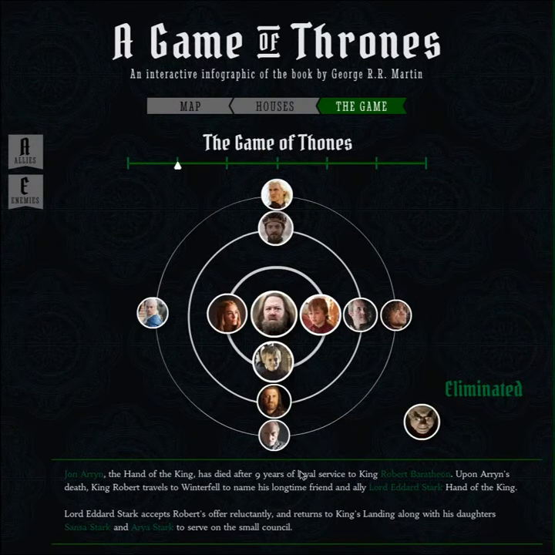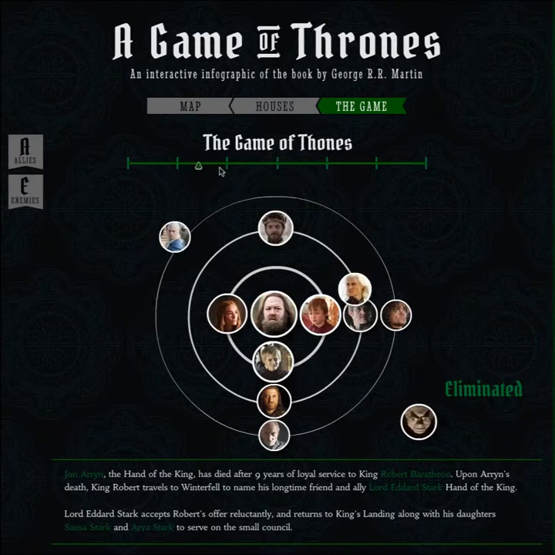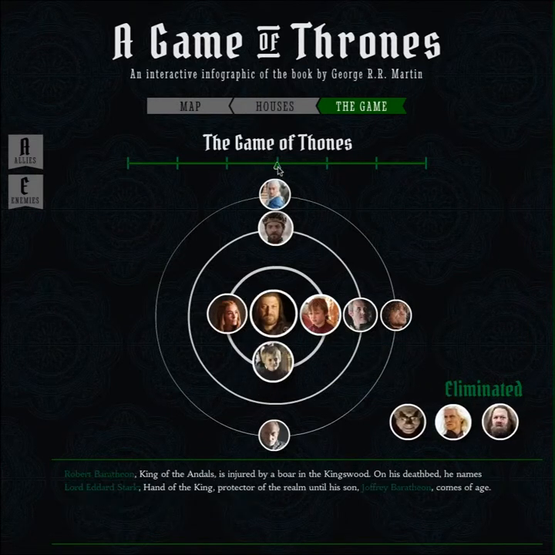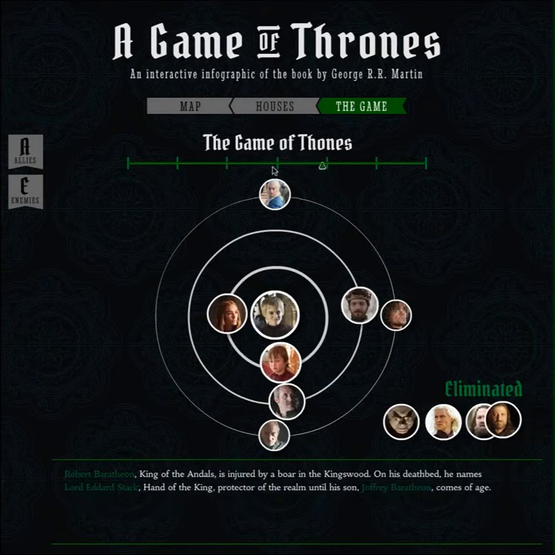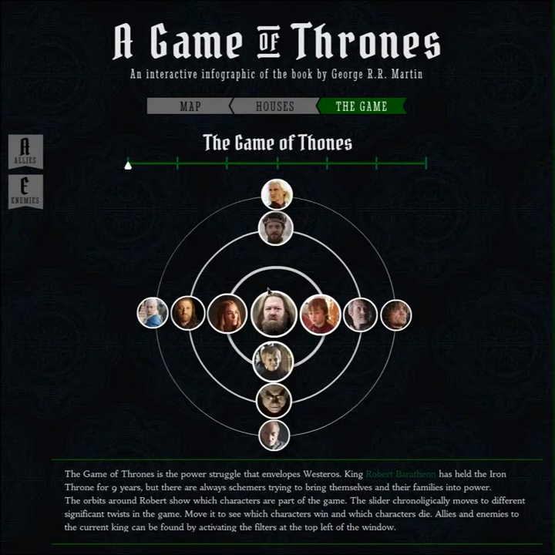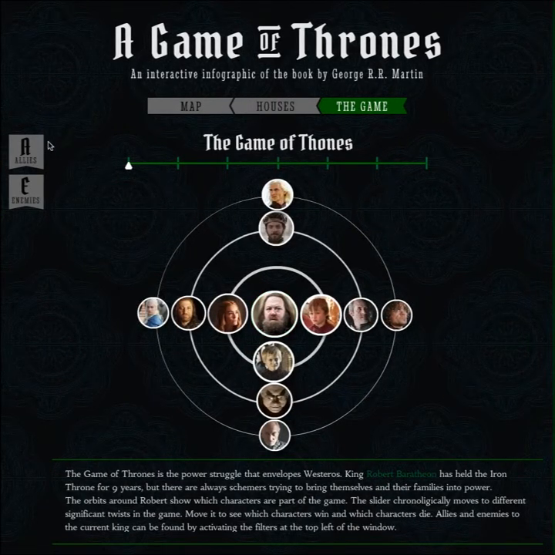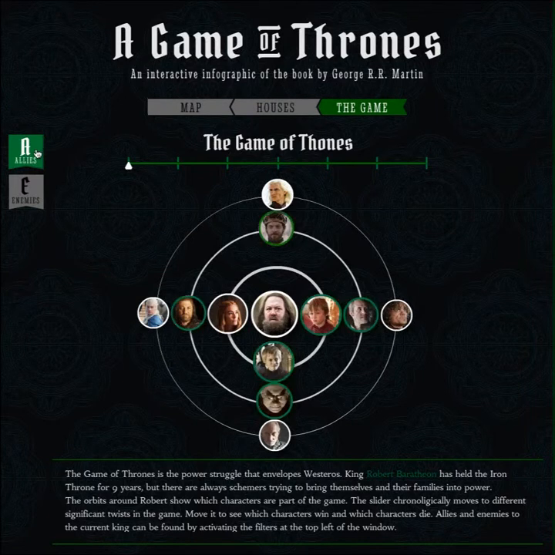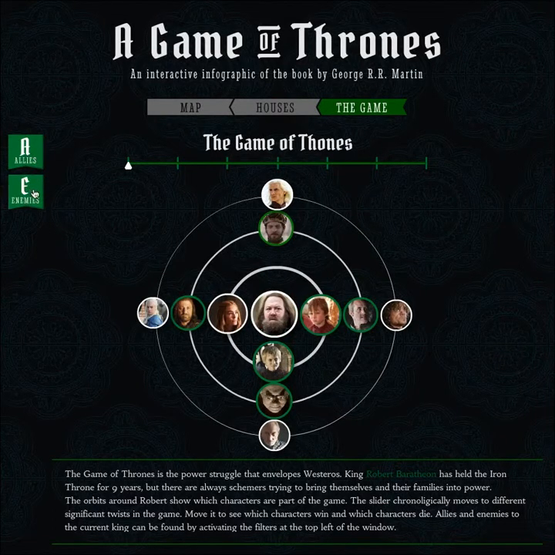We see that Eddard Stark's orbit has moved. The events surrounding Arryn's death and Stark's promotion to the Hand of the King are summarized at the foot of the infographic. Clicking on the Allies filter on the left shows the alliances of the current King of Westeros. After a simple click, Robert's children, brothers, and friends are highlighted in green. The Enemies filter can also be clicked to show all the enemies of the current king.